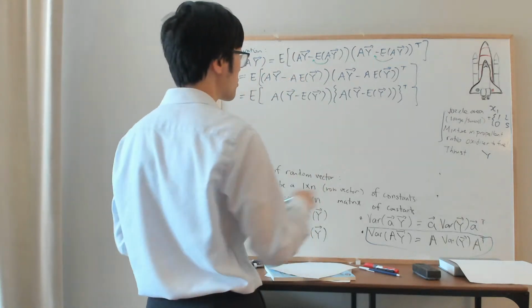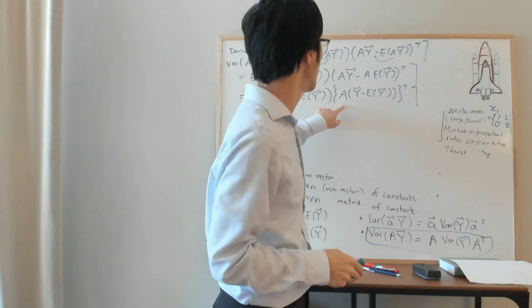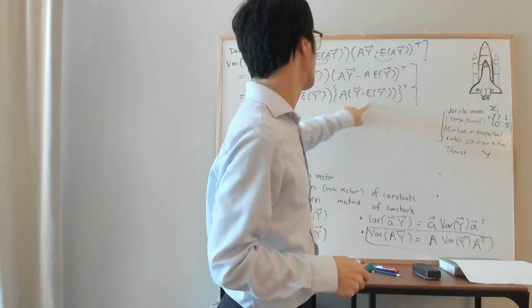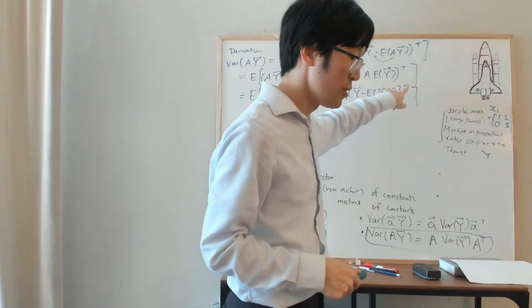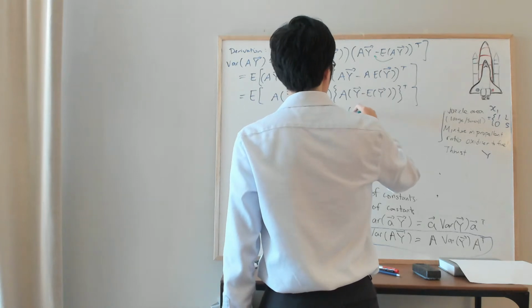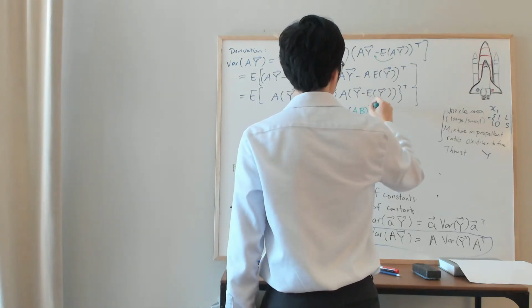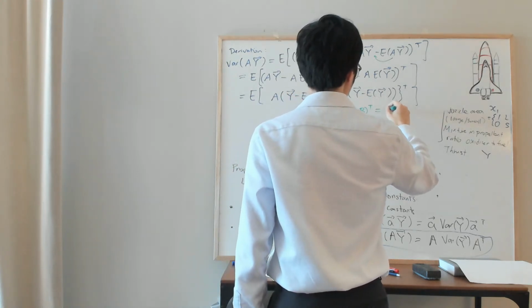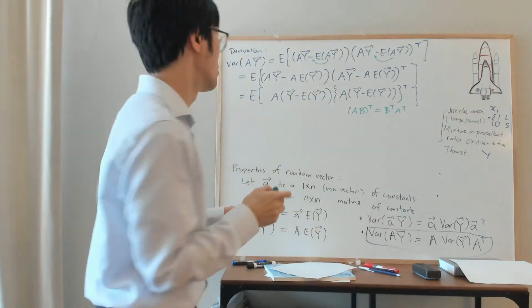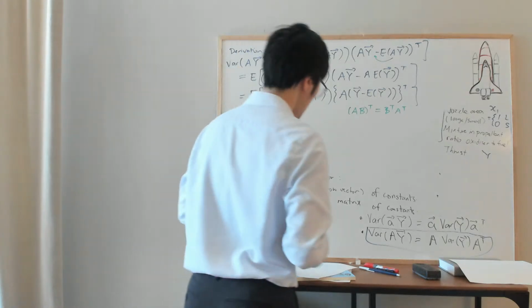Okay, so the reason I wrote it like this is because we have A times something, and we need to take the transpose of, let's call it B. So you have A times B and you need to take the transpose. We need to remember that the transpose of AB is B transpose A transpose. Okay, so that's the fact we'll use here.